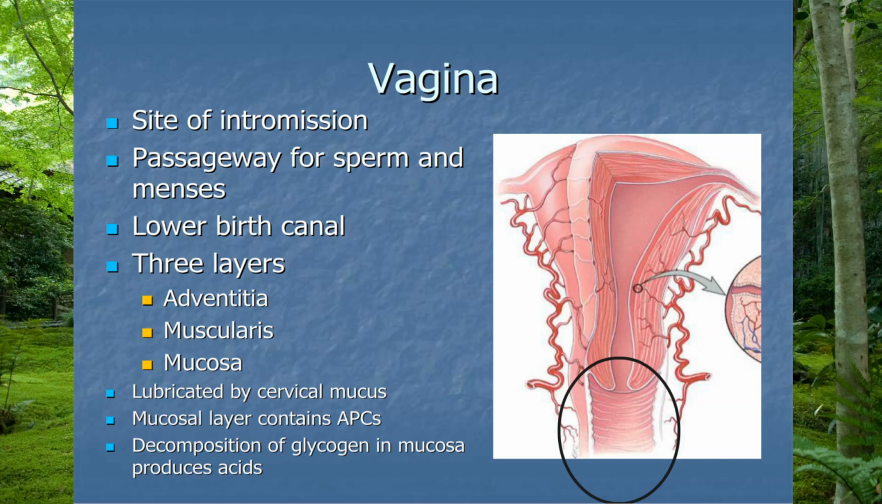And so there are three layers to the vagina. There's an outer layer of connective tissue called the adventitia. Interior of that, we have a very thin layer of smooth muscle called the muscularis, and then inside of that we have a mucosal layer.